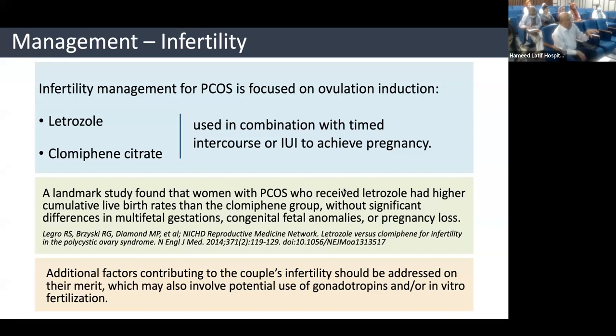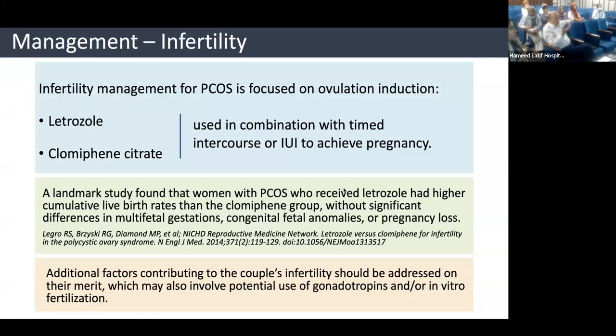But international literature says that letrozole is superior to clomiphene citrate. Particularly, this study came in 2014 in New England Journal of Medicine. That's why I've quoted it here. And in 2018, ASRM guidelines also overwhelmingly recommended letrozole compared to clomiphene citrate. So it's a matter of using clomiphene citrate or letrozole.